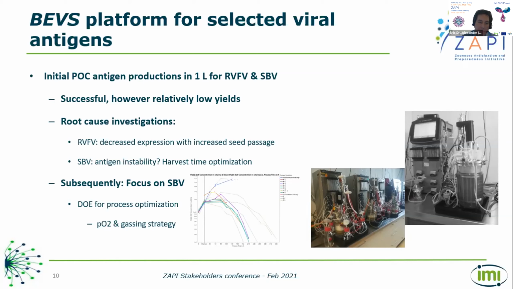Especially for the Schmallenberg, we saw these questions. We then said, okay, we have this 1 liter process, but usually we also want to optimize the process. And as before for the shake flask, we applied statistical design of experiments to optimize the parameters for this production in the 1 liter scale, namely the dissolved oxygen content and the gassing strategy. So which gases do you put in to achieve the oxygen level that you actually want?